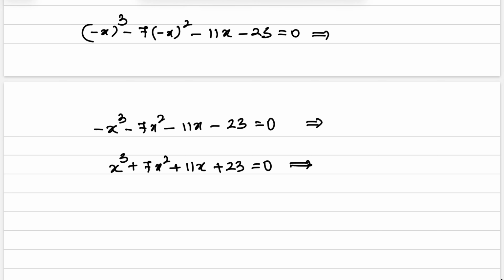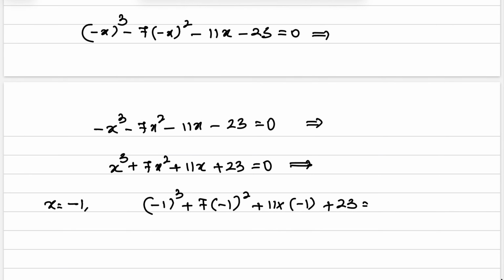This is the value when x is equal to 0, this is the equation. Now, here x cube is positive when x is less than 0, and it should be a negative integer. That means, let us start with x is equal to minus 1. What happens? Minus 1 whole cube plus 7 into minus 1 whole square plus 11 into minus 1 plus 23.